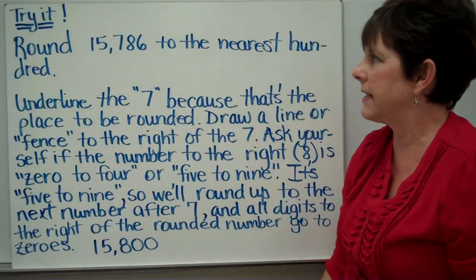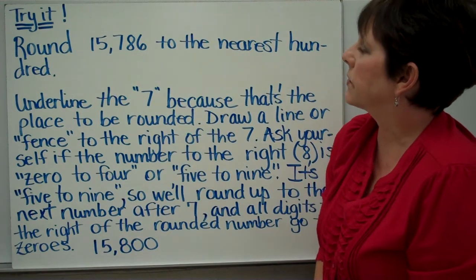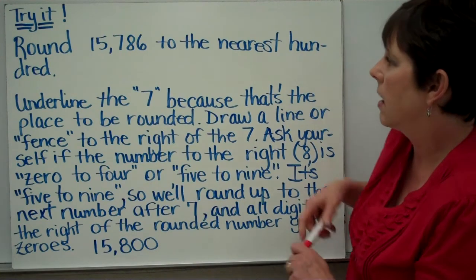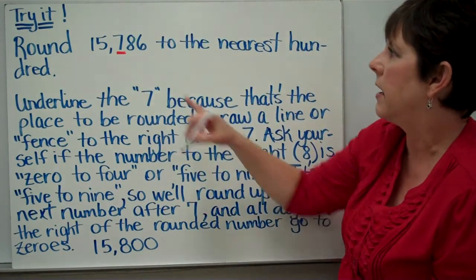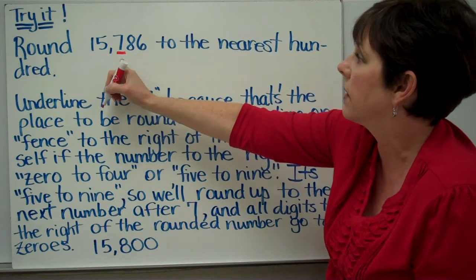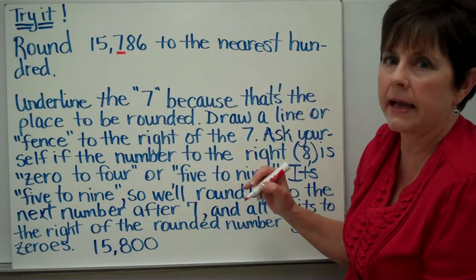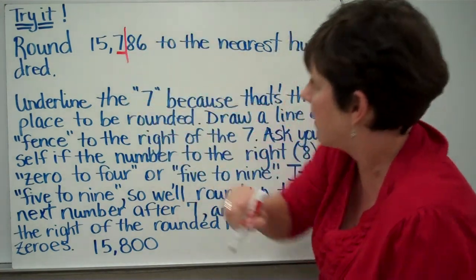Let's try some more examples. We are going to round 15,786 to the nearest 100. All right, we're going to underline this because it said to the nearest 100, and the 7 is in the hundreds place. Ones, tens, hundreds. All right, now we're going to draw our line or our fence to the right of the 7.